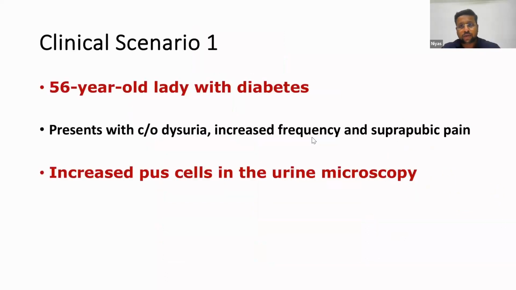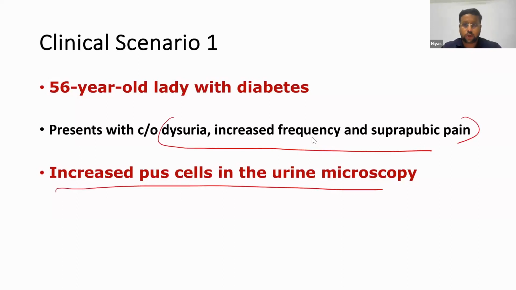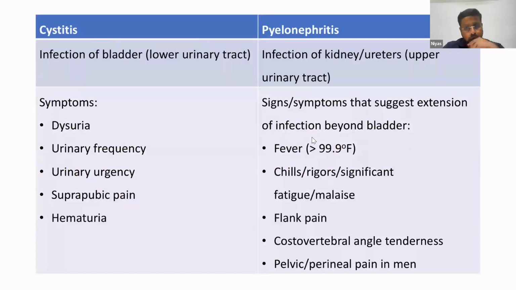So we go back to the first case, the 56-year-old lady with diabetes, presents with dysuria, increased frequency, suprapubic pain, and increased pus cells in urine microscopy. In infectious diseases, or for clinical medicine as such, the first step is to make a clinical diagnosis. So this is a 56-year-old lady presenting with dysuria, increased frequency, suprapubic pain. So what is the clinical diagnosis that we should make?